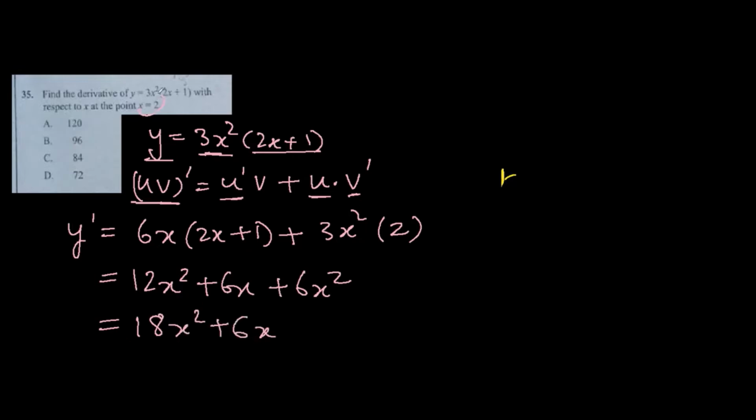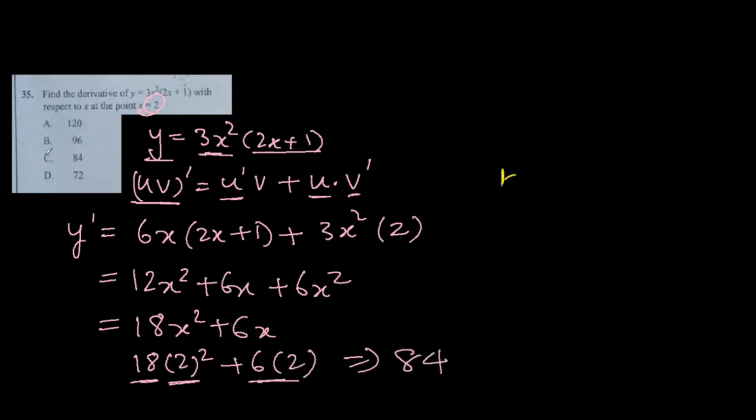Now they have given x equal to 2, the value. So we'll substitute x equal to 2. 18 times 2 squared plus 6 times 2. So 18 times 4 is 72 plus 12, 84. C is the answer.